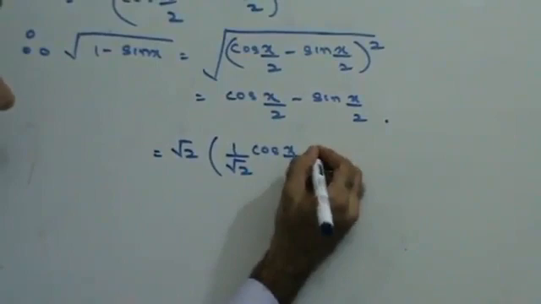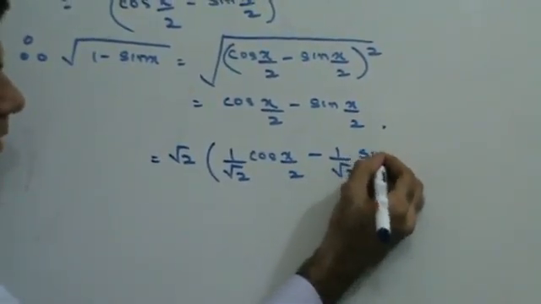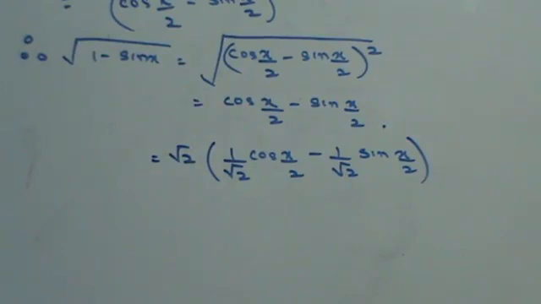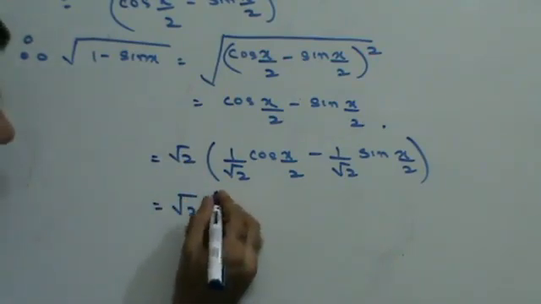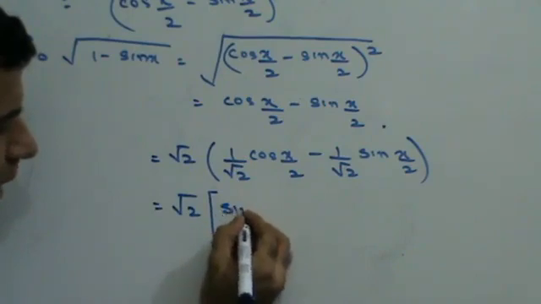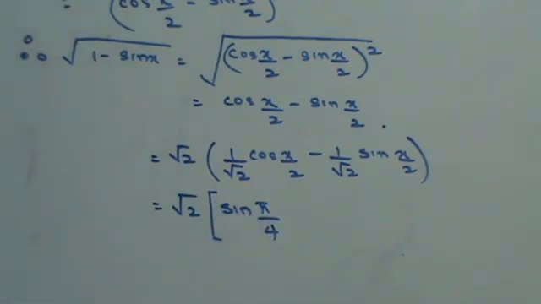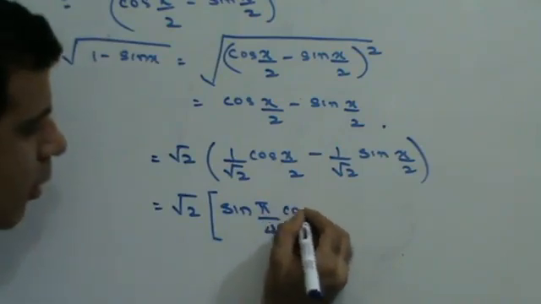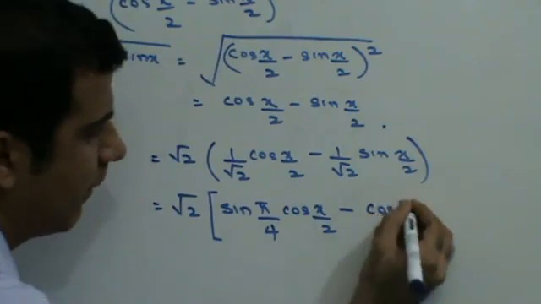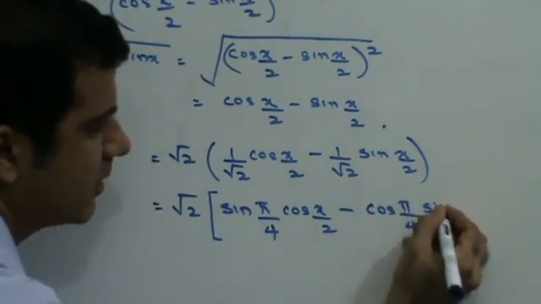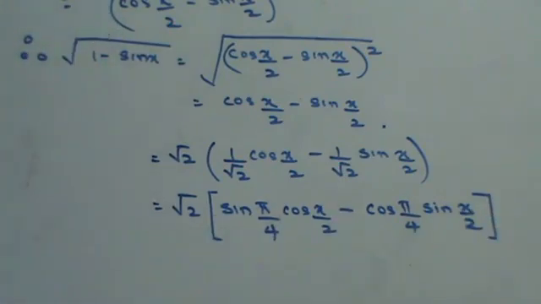Cos x by 2. I'm dividing both the terms by root 2. Sin x by 2. Right? Now 1 upon root 2 can be written as sin 45. 1 upon root 2 can also be written as cos 45. So this can be written as root 2. This 1 upon root 2 I am writing as sin 45, and 45 can be written as pi by 4, cos x by 2, and this 1 upon root 2 I am writing as cos 45. Either way you could have written sin x by 2. It would not make a difference.